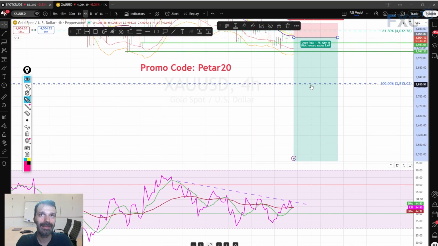But short term, as I said, we have the previous swing low at 3,950 and then the short term main downside objective around 3,815.